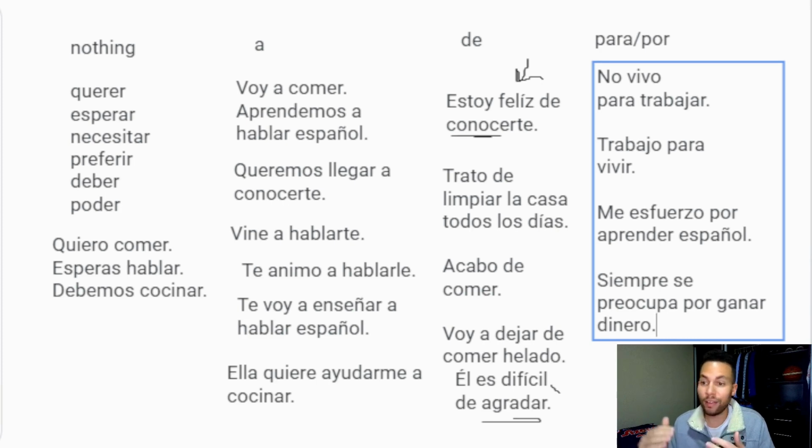And you definitely can't just attach the infinitive verb to esforzarse without putting anything in between. It's one of these ones that falls in this section, where you have to put the por or the para in between the two grammatical components.